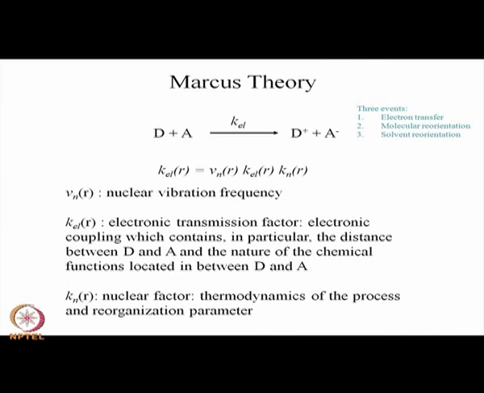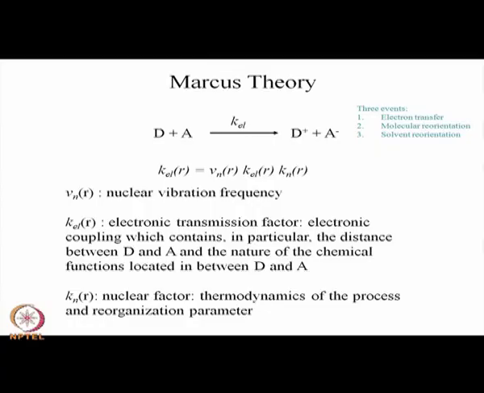So, just for a brief recapitulation, in Marcus theory, three important events are electron transfer, molecular reorientation, that is the molecules which are involved in electron transfer are reoriented, and then the third one is solvent reorientation. These are the different important steps in the electron transfer process.